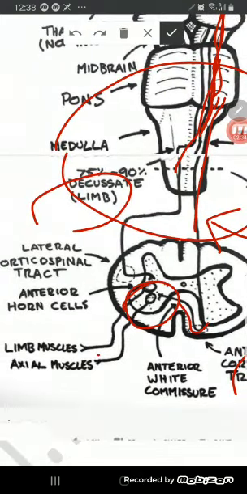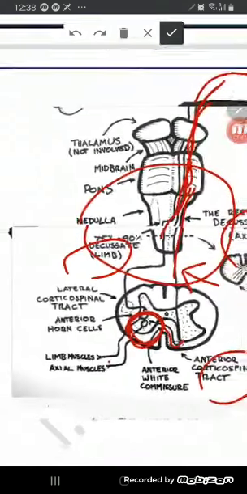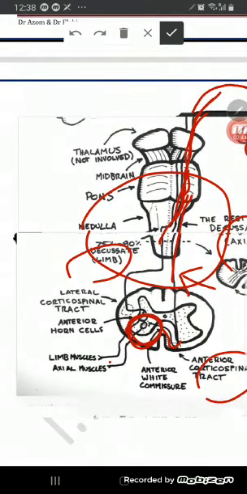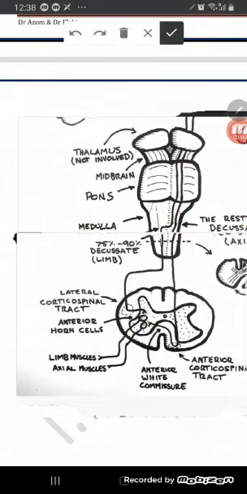As you can see, in here we have the anterior horn cell. They're going to synapse with the anterior horn cell. The ones that already crossed over in the medulla are going to come across, and on that side, they're going to basically go via the lateral corticospinal tract and then synapse with the anterior horn cell. It's very confusing, isn't it?